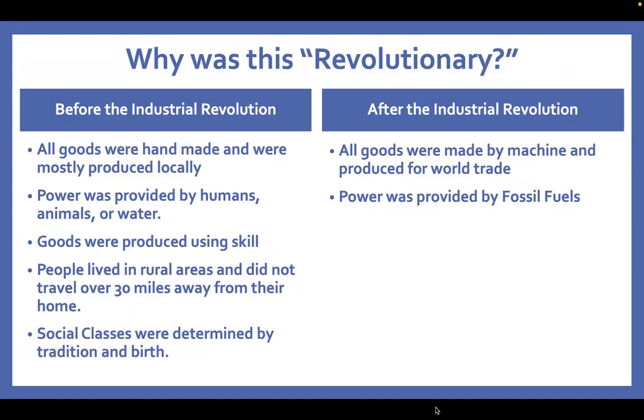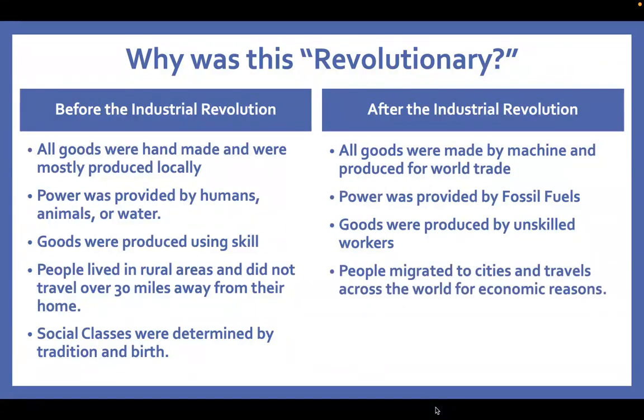Power was provided by fossil fuels, first coal, and then later oil. And goods were produced by unskilled workers. Because let's face it, how much skill do you need to run a machine? Sewing, as opposed to feeding cotton into a machine, takes much more skill. People are going to begin to migrate. They first migrated to cities, and then later they travel across the world finding new economic opportunities. And finally, social classes are going to be determined simply by wealth.